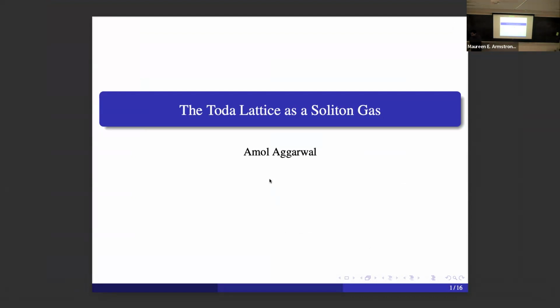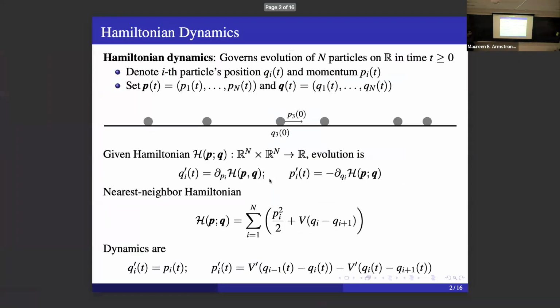So as the title of this talk suggests, I will be talking about the Toda Lattice, which is an example of a Hamiltonian dynamic. Okay, so let me start by explaining what these objects are in a somewhat general context, and then I'll focus in on the Toda Lattice.